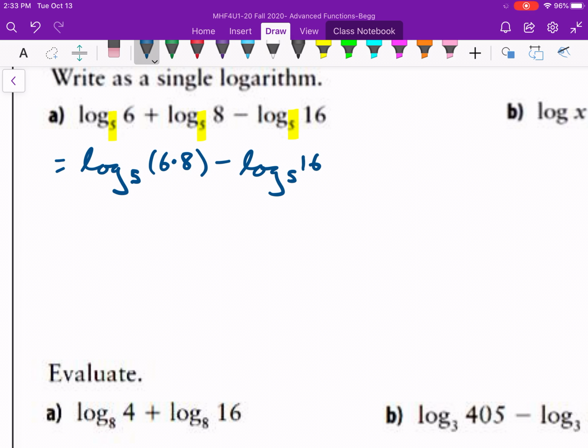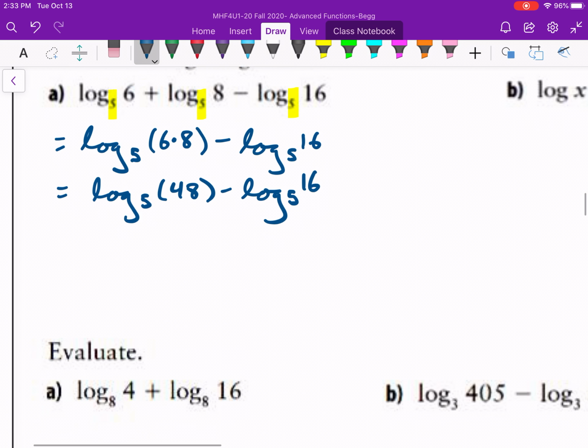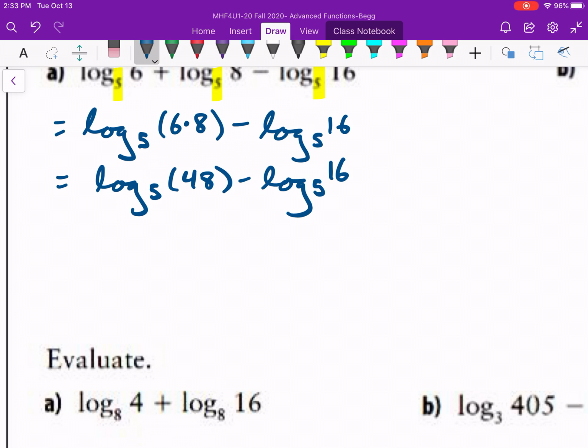And remember, the subtraction means I'm just going to divide. So I already know that 6 times 8 is 48. Let's actually just write that out. Don't need to have those brackets there, but they're just left over from when I did have them. I didn't erase them. So anyway, whether I put the brackets on 48 or not, I can also then subtract by dividing. So I could do 48 divided by 16.